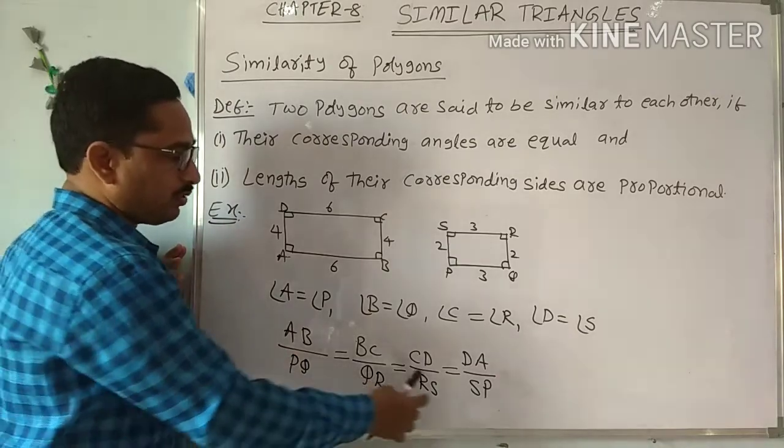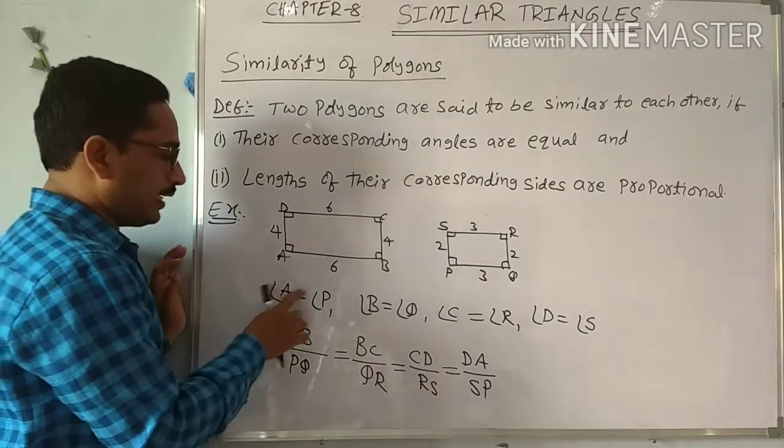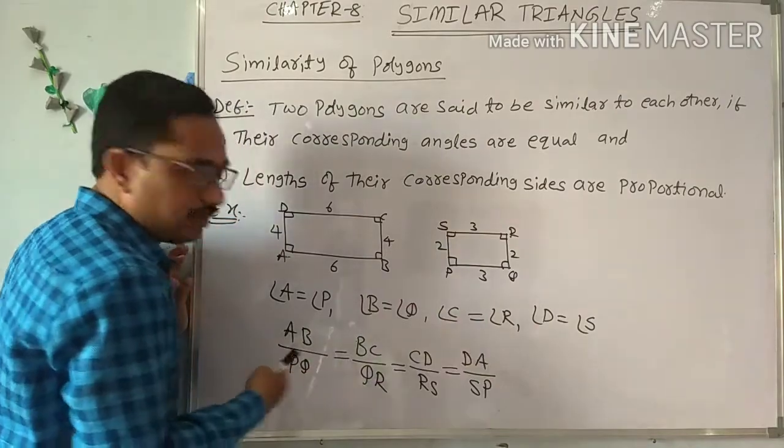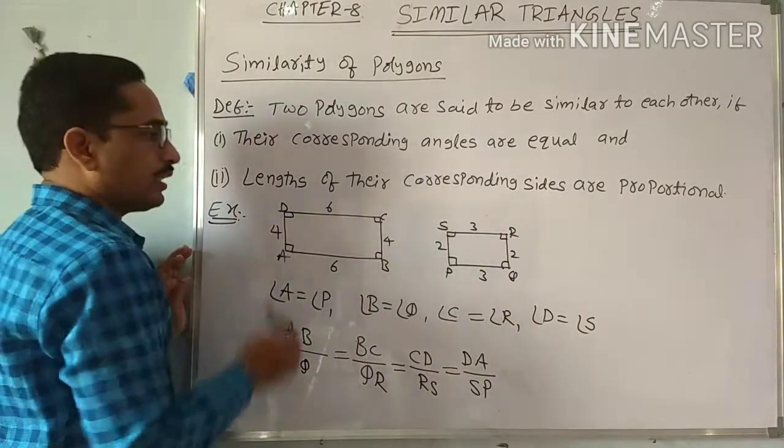This is where we have to write proportional. So angles are equal, sides are proportional. So it satisfies both the conditions.